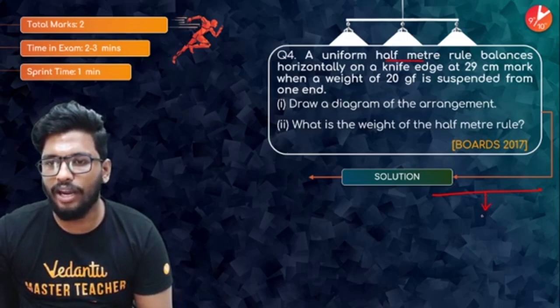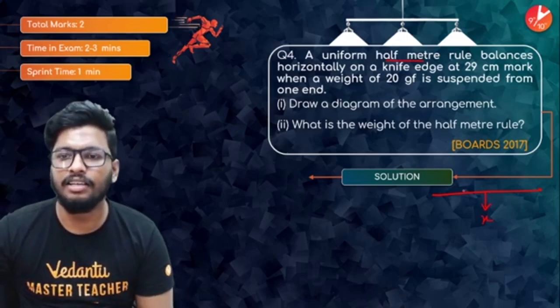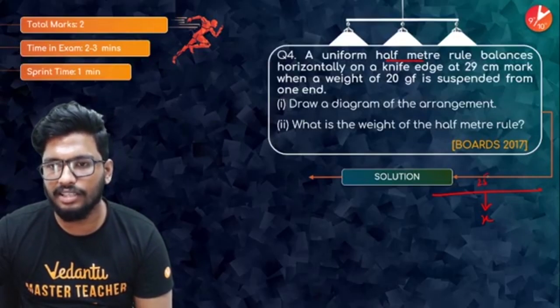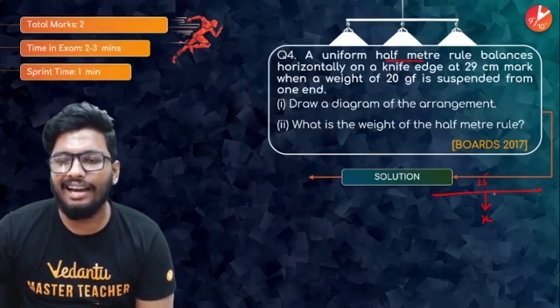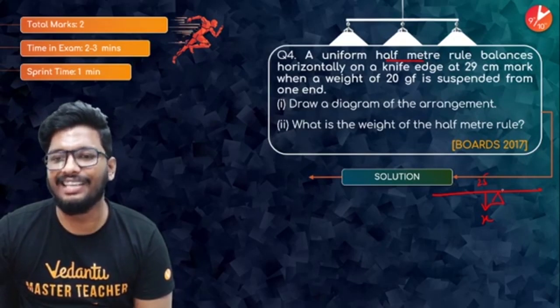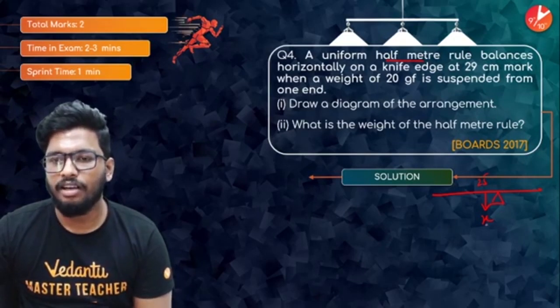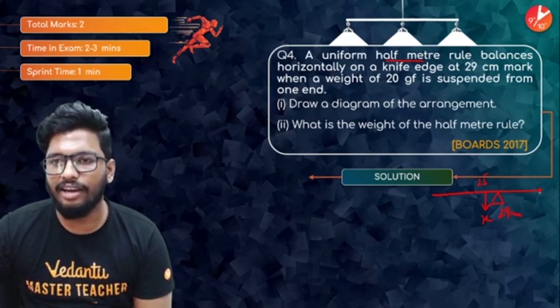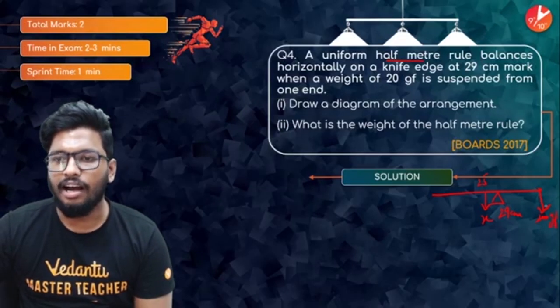This would be where the weight would be acting. That will be X. So the weight would be at 25 centimeter, obviously, because it's exactly in the middle, and it's balanced at 29 centimeter. This distance is 29 centimeter. All right, and there's a weight acting which is of 20 gram force acting at the edge.